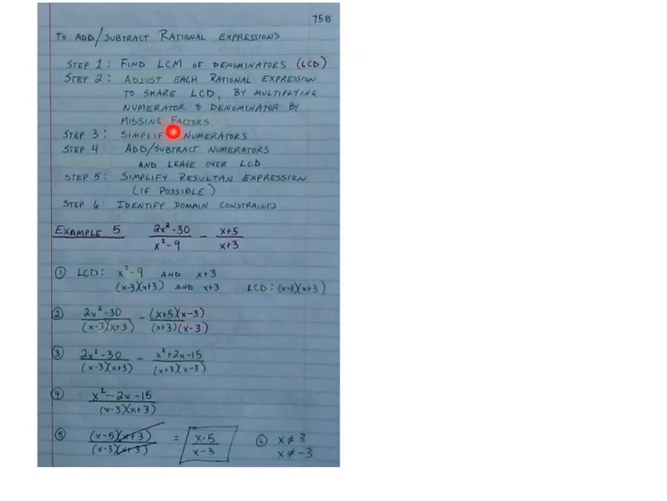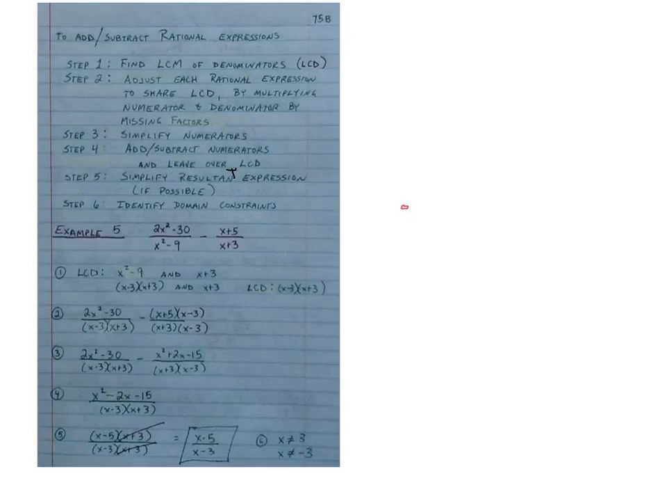Step 3, simplify the numerators. That would be multiplying them out. Step 4, add or subtract the numerators. And step 5, simplify the resultant expression. Oh, missed a T right there. Resultant expression. And step 6, identify domain constraints.